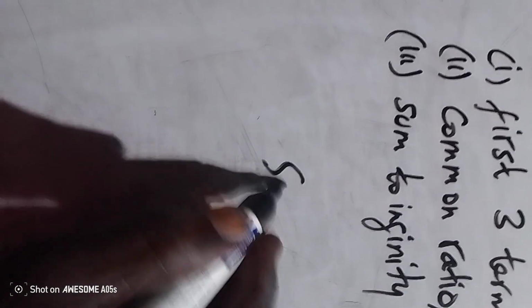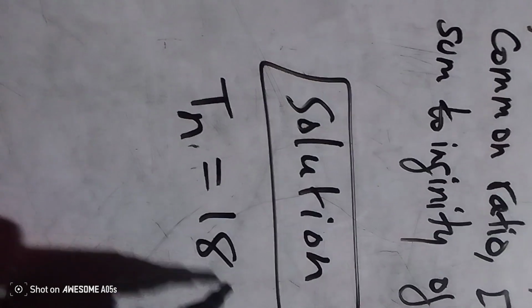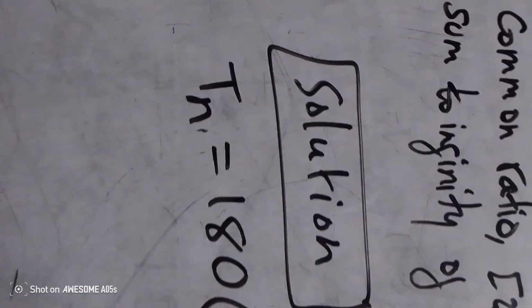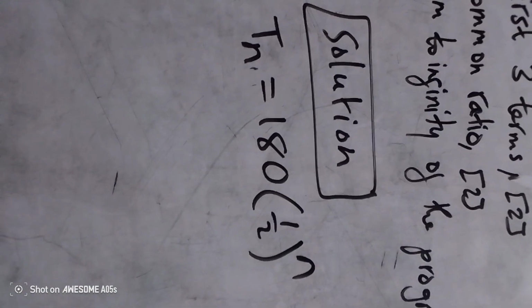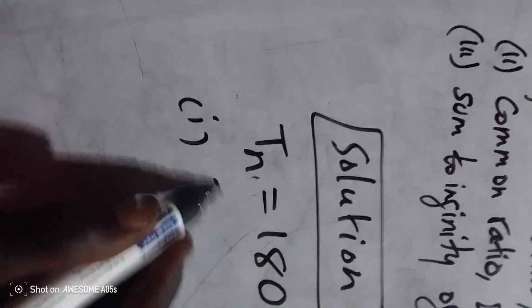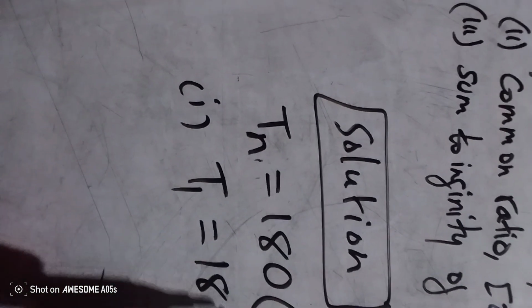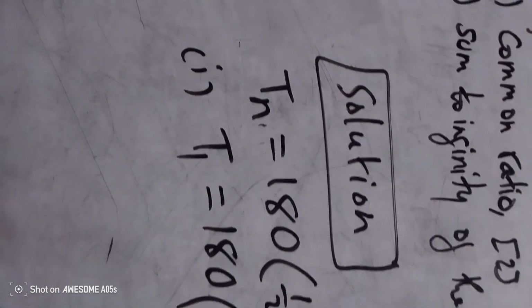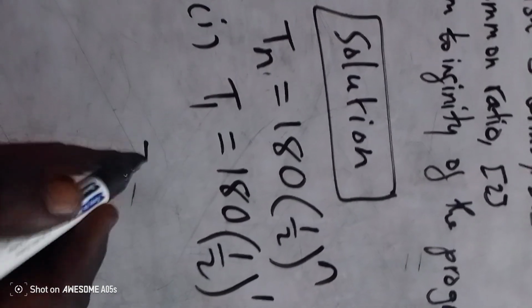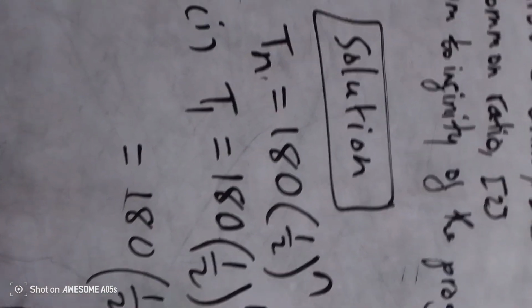Alright, so here we go, solution. We are supposed to use this formula to find the terms. So that is the formula we're using. Since we are saying first three terms for question 1, we're going to say T1, meaning we have replaced this n with a 1. We do the same on the other side. If you put 1 there, then we're going to yield 180, and 1 will not change this value. It will still be the same.